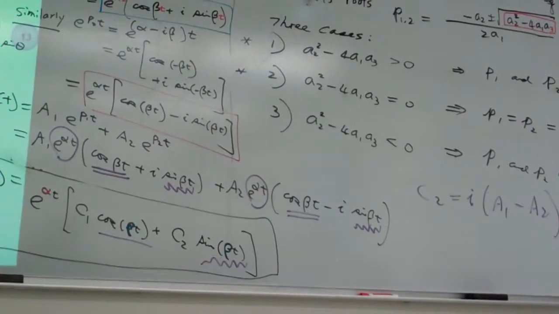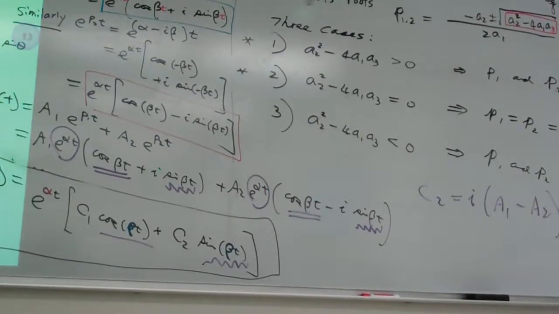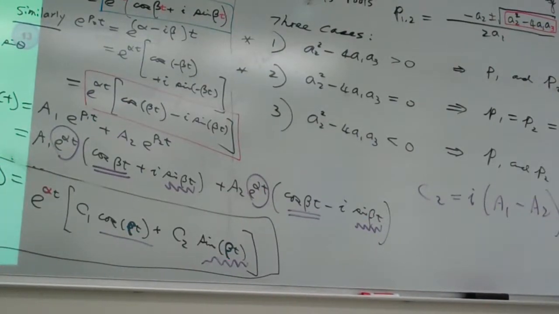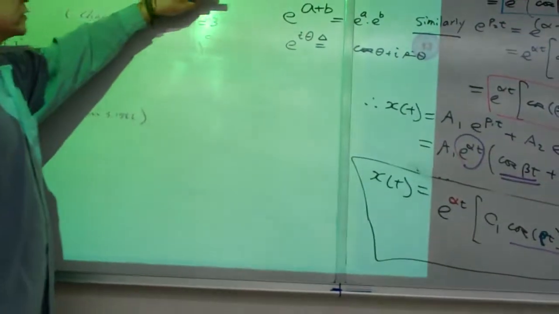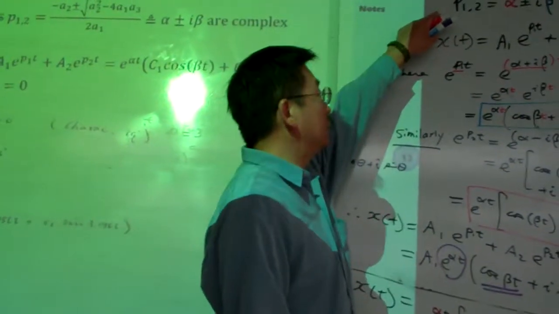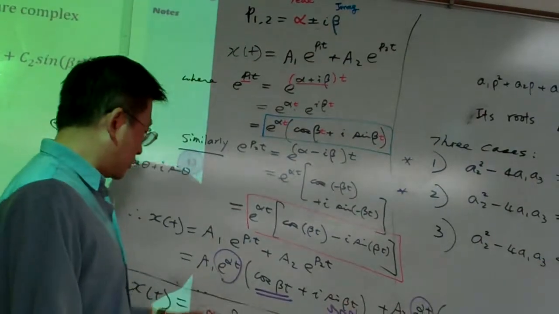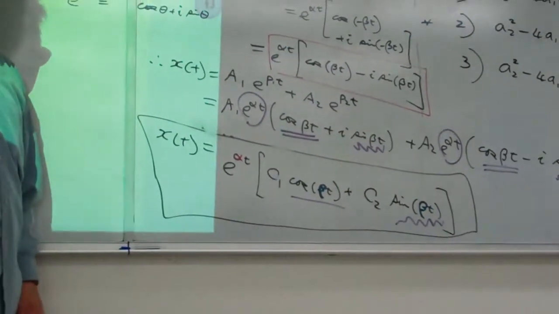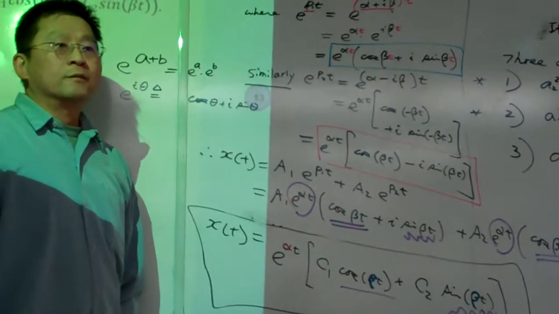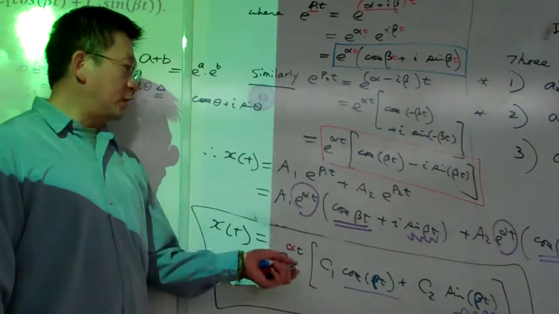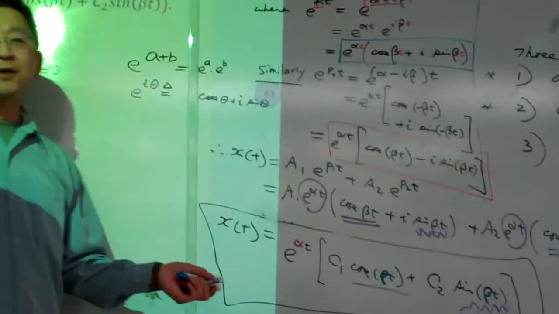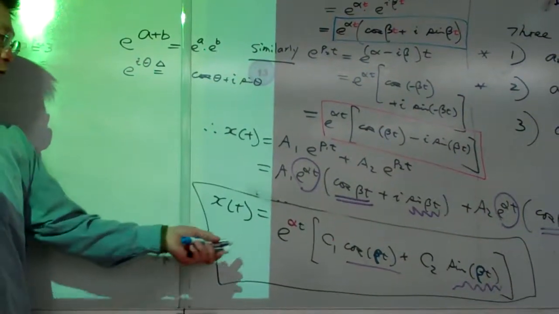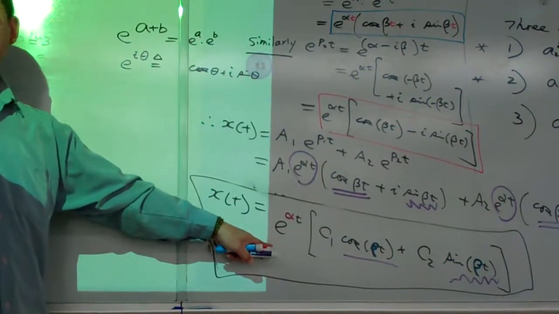So right now, if we have complex conjugate characteristic roots, then the real part goes to here, and the imaginary part goes to there. Keep this one. Try to get yourself familiar with these terms.